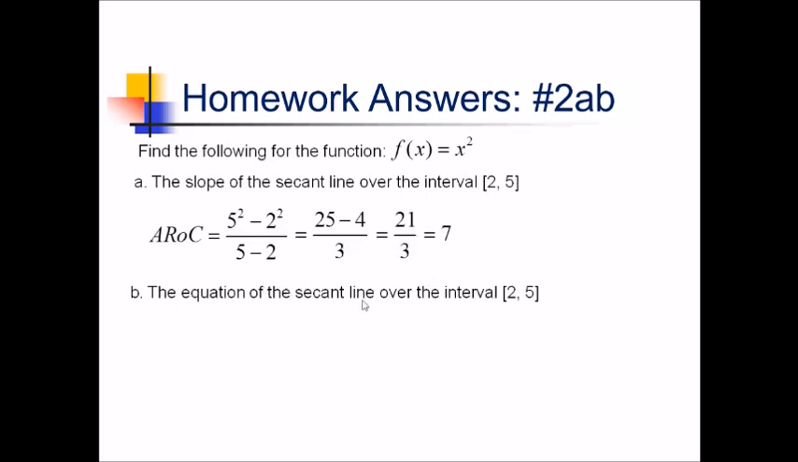And now the equation of the secant line over that same interval, we've got the point slope formula here. We just found the slope of 7, but we need a point. I'm just going to plug in the x value 2. Plugging that in gives me the y value 4. So now I can use that for my point. So I'm going to have y minus 4 right there equals my slope of 7 times x minus 2.